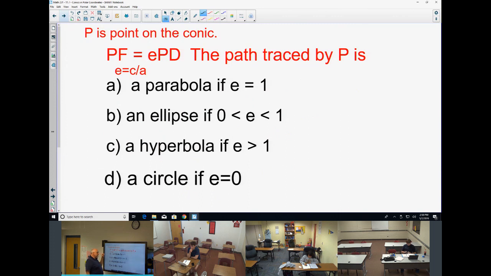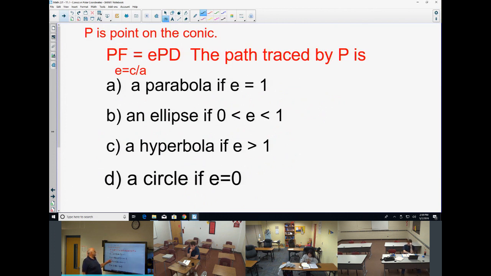Okay, now, based on what our e is, we can determine what type of conic section it is. And so here, the conic is a parabola if e is 1.